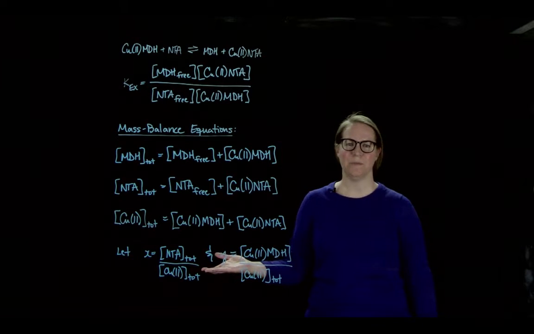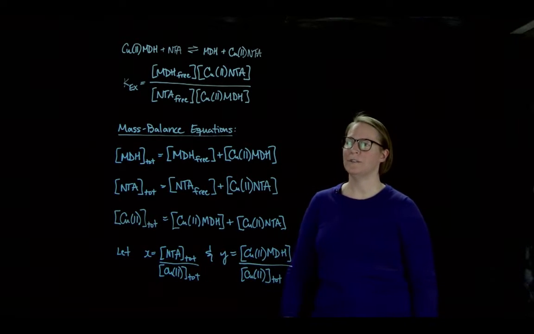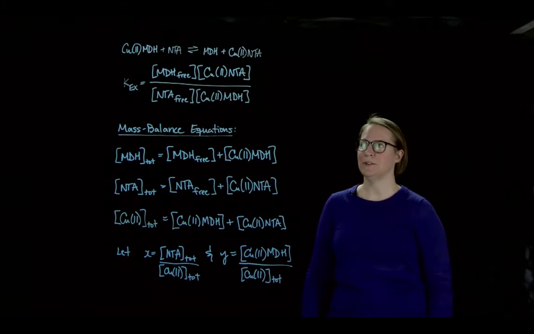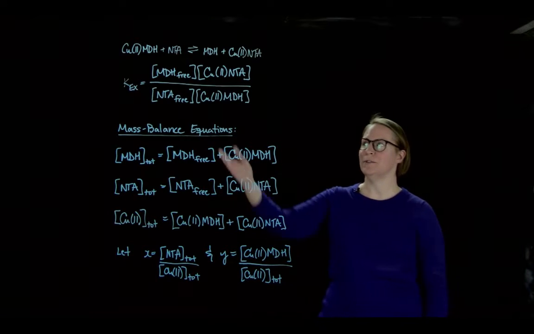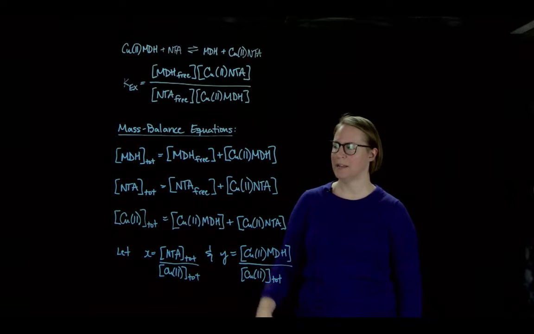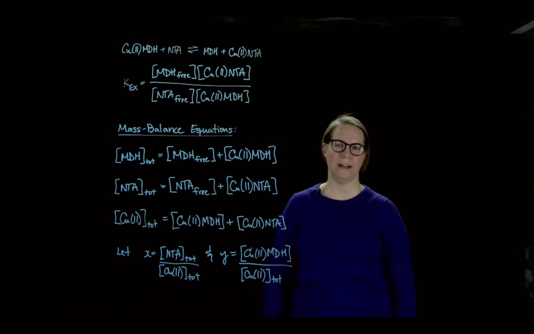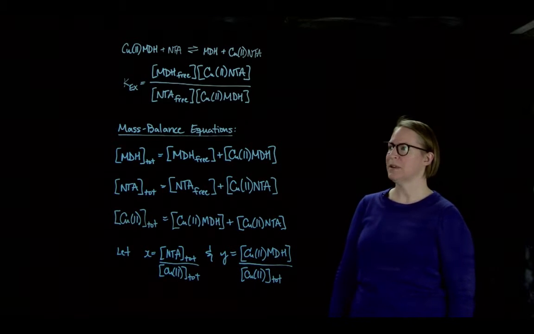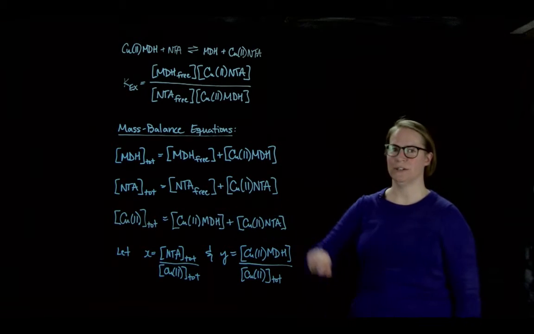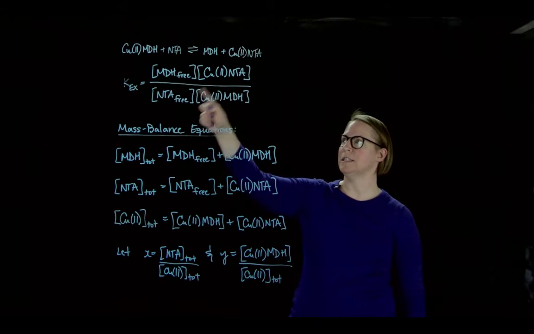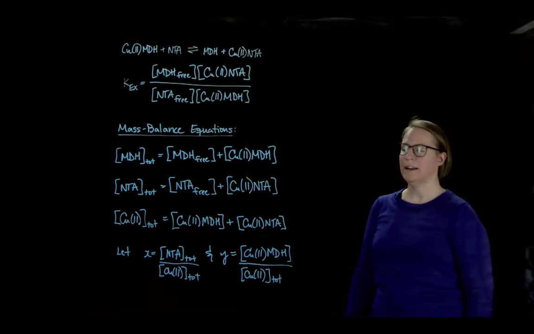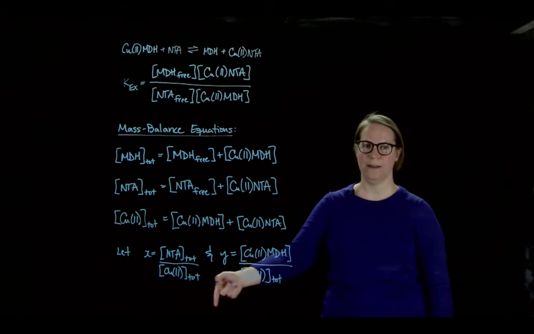So given the setup from the previous video, we are now going to use algebra to derive our mathematical model for our equilibrium expression involving our variables x and y as we defined them previously. In order to do so, we're going to take our mass balance equations and solve for the concentrations in our equilibrium expression involving x and y.